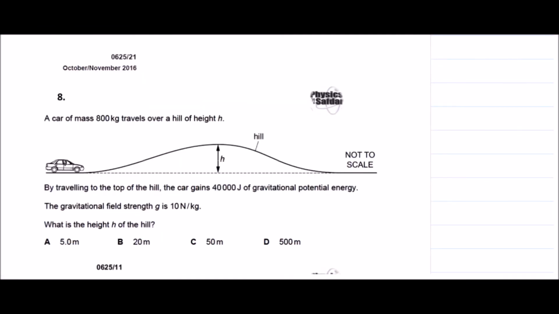This question is from the October-November 2016 series. A car of mass 800 kilograms travels over a hill of height h. By traveling to the top of the hill, the car gains 40,000 joules of gravitational potential energy. The gravitational field strength is 10 Newton per kilogram. What is the height h of the hill? That's the question we have.